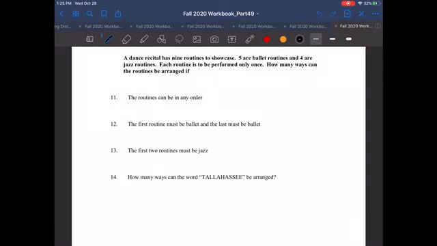Sorry. Especially when we get to number 14 here, sometimes you're going to have indistinguishable things that are repeating, and I'm going to talk about that with number 14. So let's take a look here. A dance recital has 9 routines to showcase. 5 are ballet routines and 4 are jazz routines. Each routine is to be performed only once. How many ways can the routines be arranged?